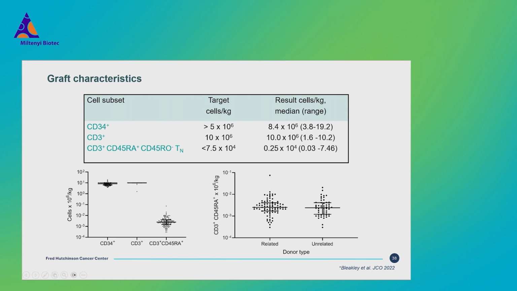This slide shows the graft characteristics. We target a dose of 5 to 10 million CD34 per kilo with a minimum acceptable dose of 2 million per kilo, and this is universally successful. We target 10 million total T cells per kilo with less than 75,000 naive T cells per kilo, and have been able to achieve those targets in almost all the patients with a median of 2,500 naive T cells per kilo, so less than 1 log lower than the upper limit. And this has been successful in both matched related and matched unrelated donor recipients.